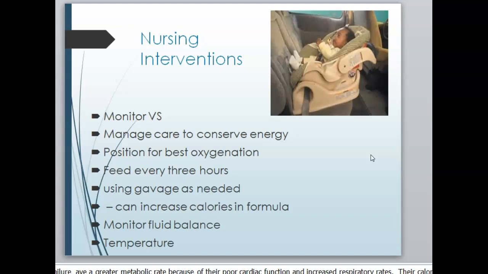Children with heart failure have a greater metabolic rate because of their poor cardiac function and increased respiratory rates. Their caloric intake is greater than the average infant. The nurse will seek out ways to increase the caloric density of the formula by adding cornmeal or other additives, and that should be added slowly to avoid diarrhea. So we want to increase the caloric intake.